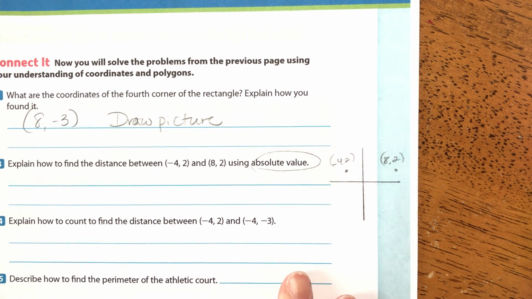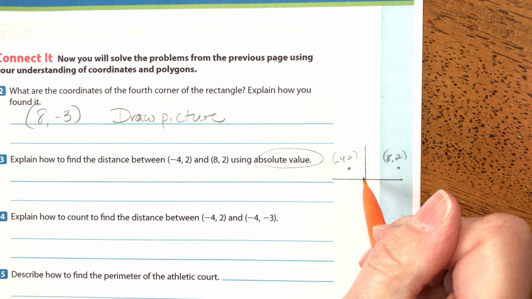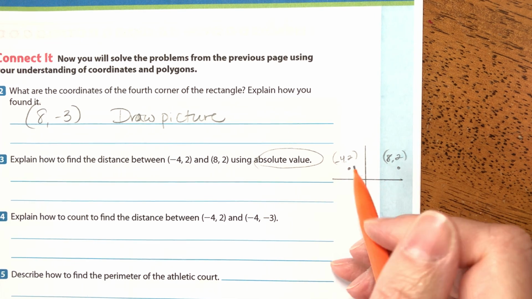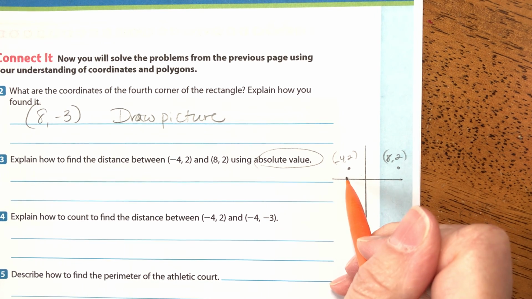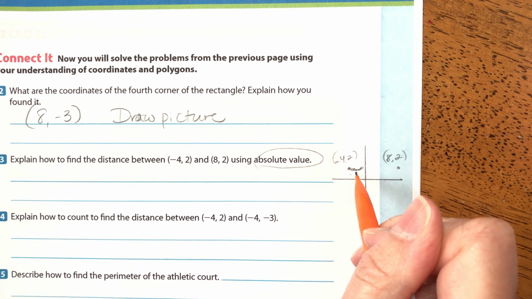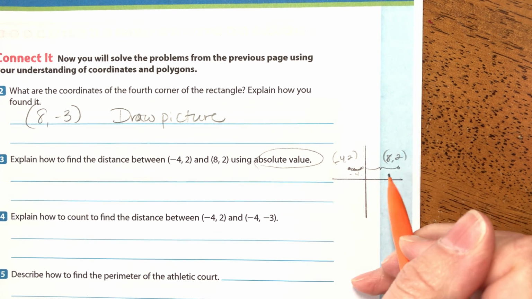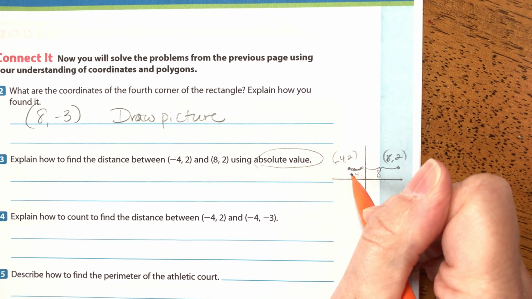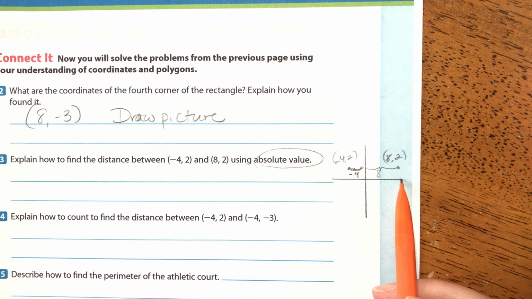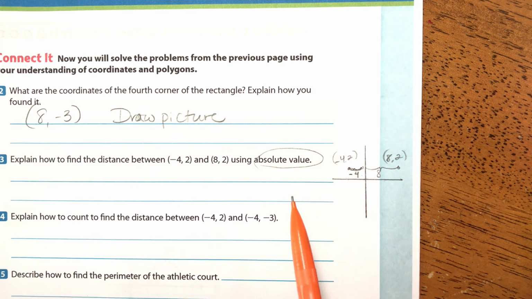Okay, now they want me to use absolute value to find this distance. Because, right, I'm looking at these x coordinates. Does that make sense? If I start here, I went out -4, right? Do you agree? That's -4. And if I start at the origin and I go out this way, that's 8. So I have -4 and I have 8. So the distance from the x-axis to here is 8. And the distance from the x-axis to here is -4.